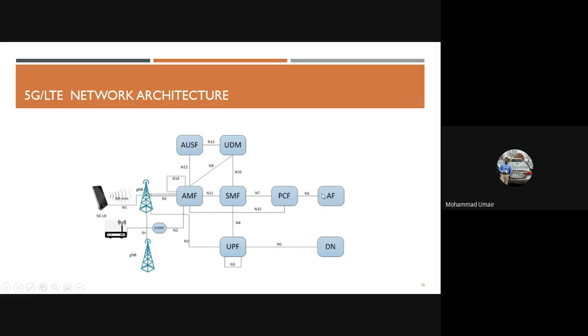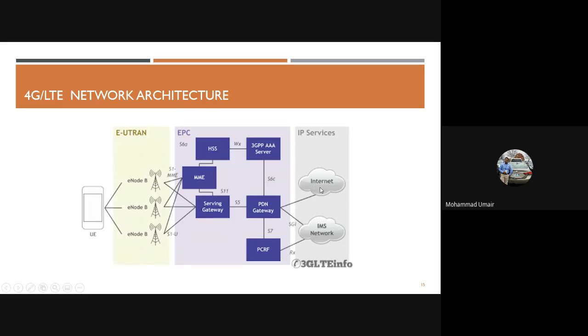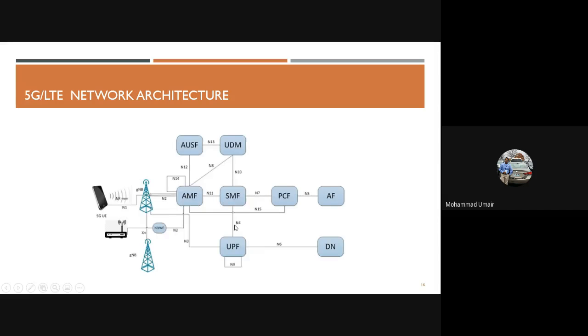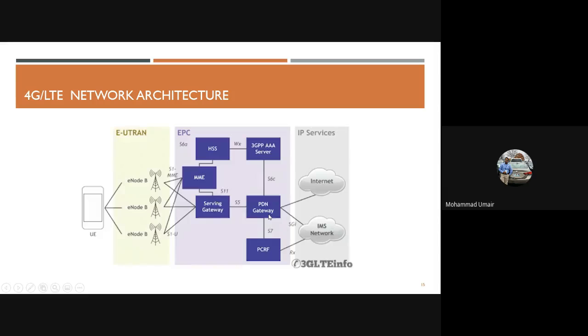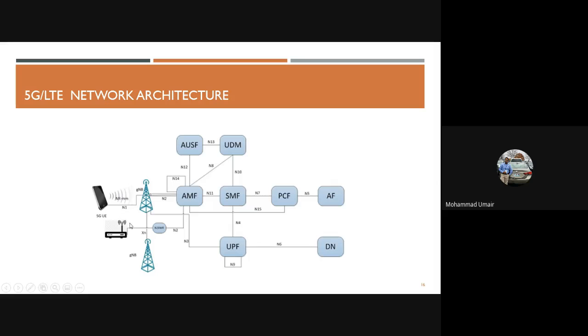PCF and AF... sorry, UDM and AUSF is basically your HSS and authentication related stuff. And DN, what you see, is your IP network that we talked about. So DN is data network, UPF is basically your PDN gateway, SMF and AMF are taking care of serving gateway and MME. Your eNode B, eNode Bs are now called gNode Bs.